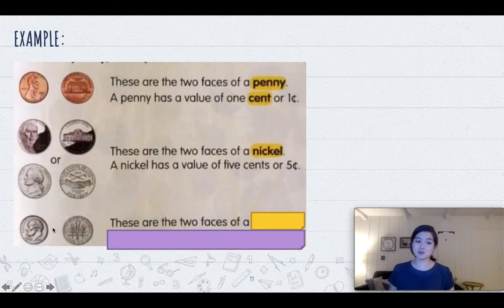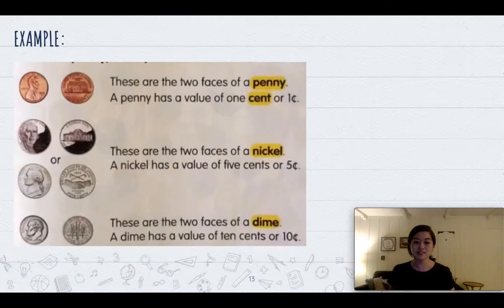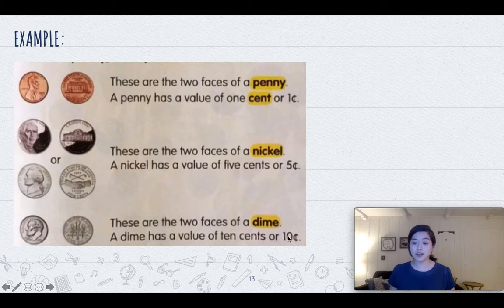What about these coins here? These are the two faces of a dime. A dime has a value of 10 cents, or we write it with the number 10 and the cent sign here.